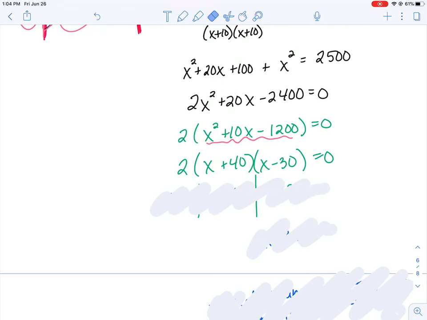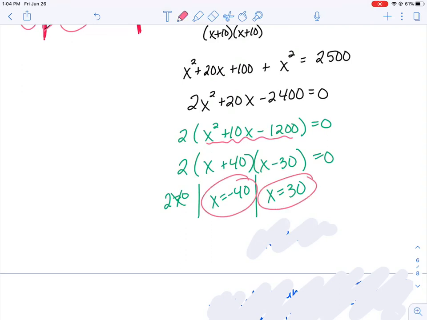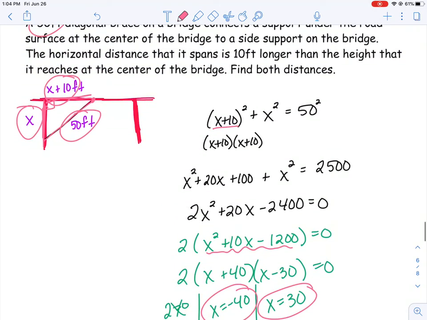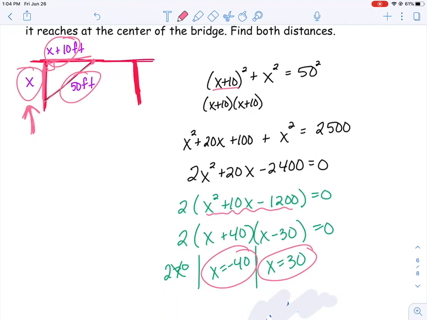Now that I'm done factoring, I can set each of my factors equal to 0, and I end up getting x equals negative 40, and x equals positive 30. Okay, but what did that mean? What did we label x in the first place? Well, didn't we label x the vertical distance of this bridge? And so if we said x equals negative 40, then that would mean negative 40 feet. It doesn't really make any sense when we're talking about length or distance to have a negative, right? But it does make sense for that distance to be 30 feet, doesn't it? So I can say that that vertical distance is 30 feet.